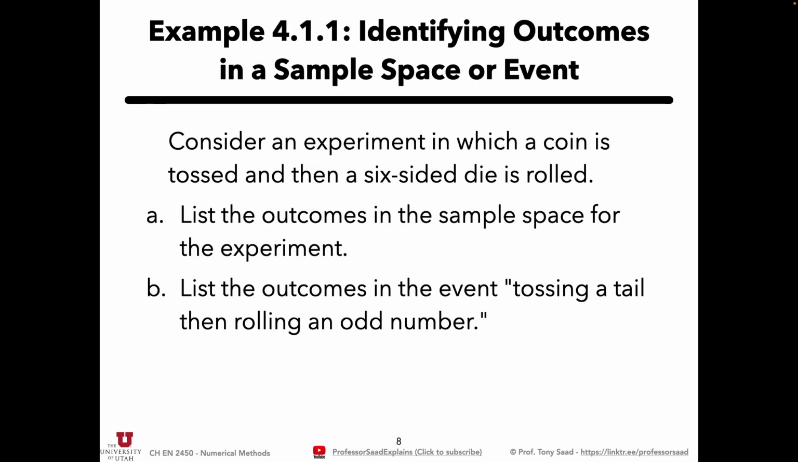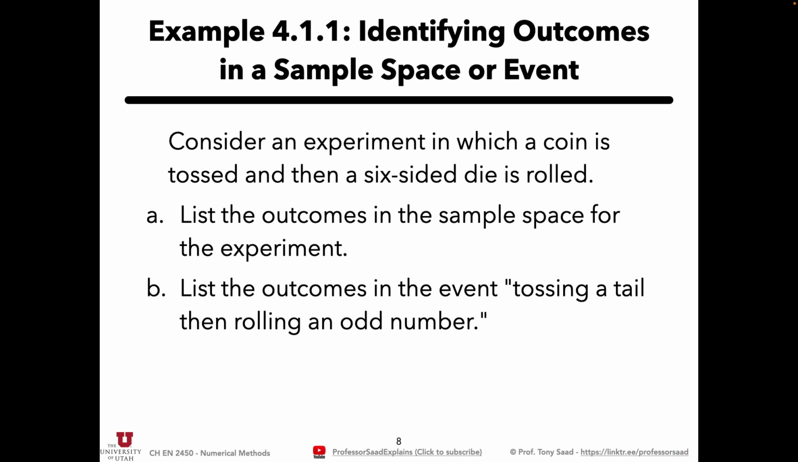Now consider, we're going to be primarily driven by example, and I think that's a great way to learn probability, following pretty much what the textbook has laid out. We start with an example about an experiment in which a coin is tossed and then a 6-sided die is rolled. You flip a coin and roll the die. List all the outcomes in the sample space for this experiment. So we start with that question.